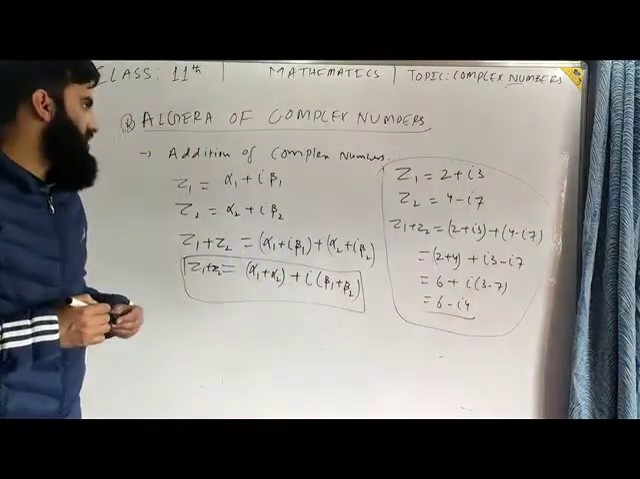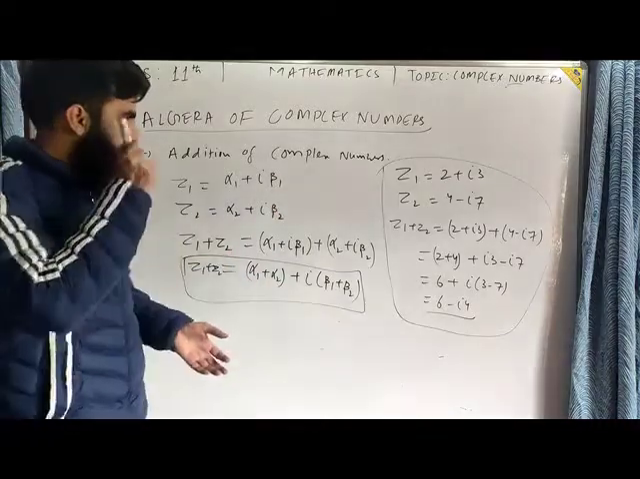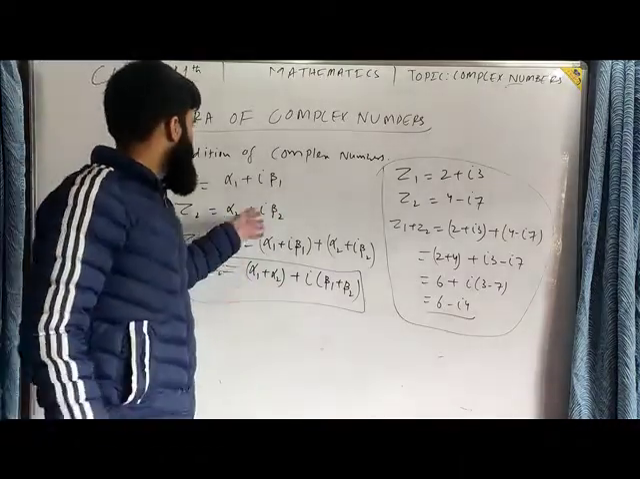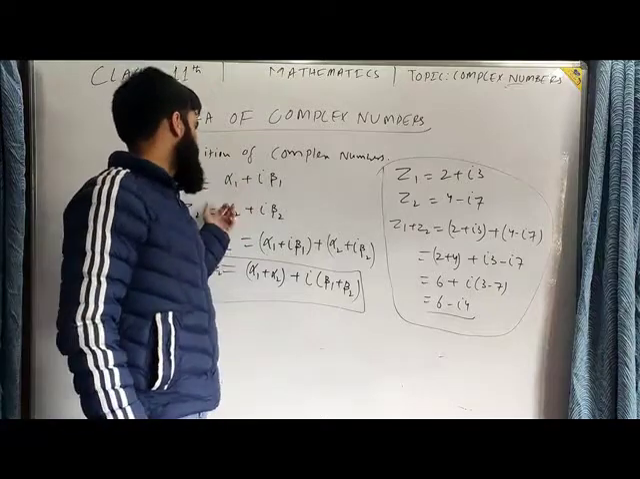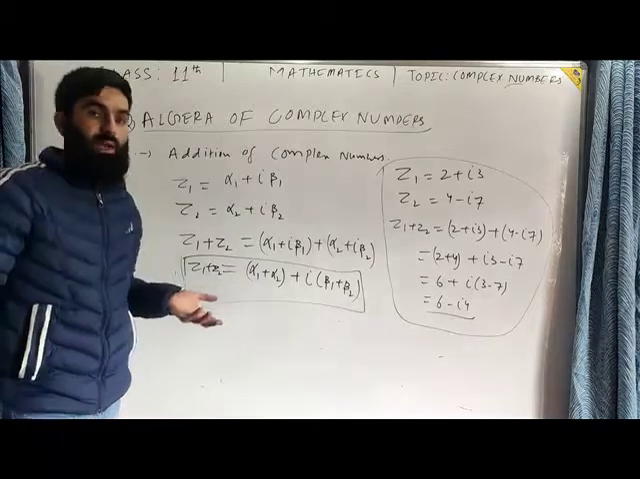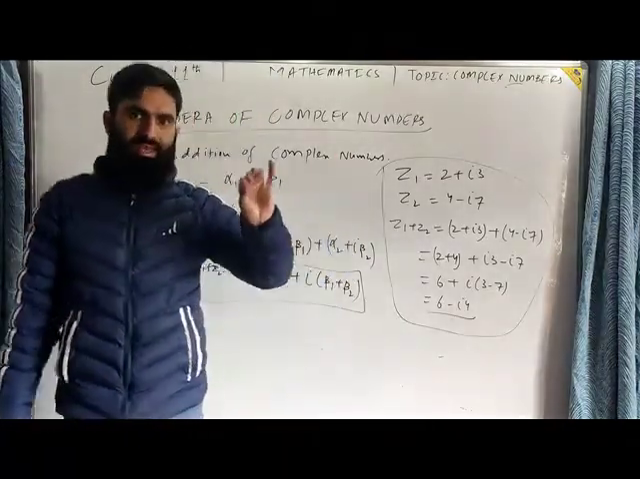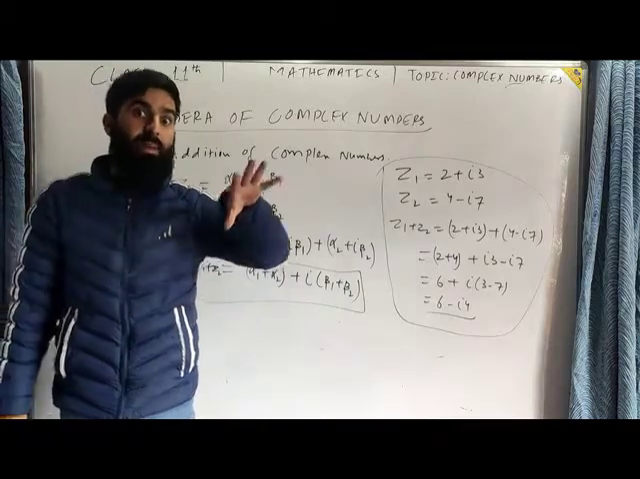So this is all about the addition. You can add real part plus real part, imaginary part plus imaginary part. You can't add imaginary and real. Why? Because there is one more thing in physics you might have heard, called the principle of homogeneity. From the principle of homogeneity, two quantities can be added or subtracted if they have the same dimensions.